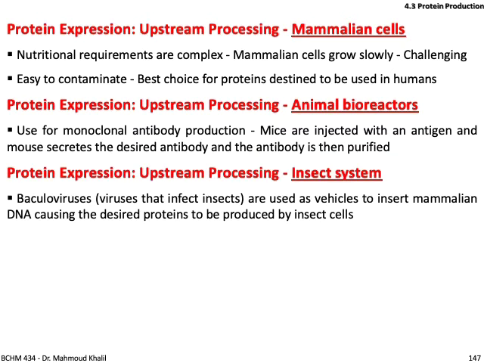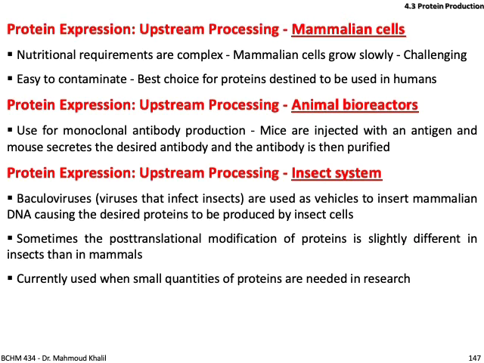If we use an insect system as upstream processing, the most famous is the baculovirus, which is a virus that infects insects and is used as a vehicle to insert the mammalian DNA, causing the desired protein to be produced by insect cells. Sometimes the post-translational modification of proteins is slightly different in insects than in mammals. Currently, this technology is used for small quantities of protein which are needed for research.